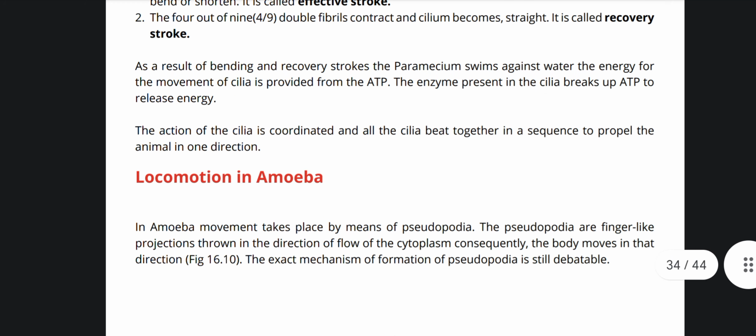As a result of the effective and recovery strokes, the Paramecium swims against the water. The energy for the movement of cilia is provided by ATP. The enzyme present in the cilia breaks up the ATP to release energy. The action of the cilia is coordinated and all the cilia beat together in a sequence to propel the animal in one direction.